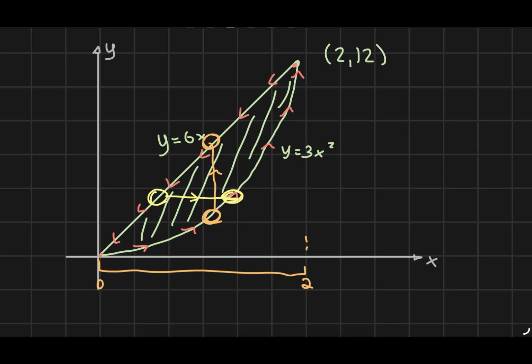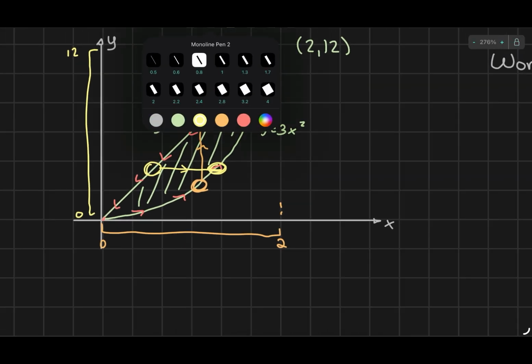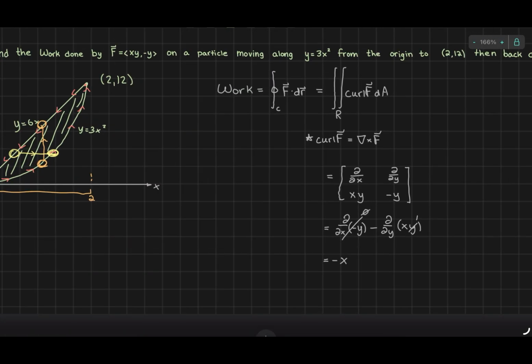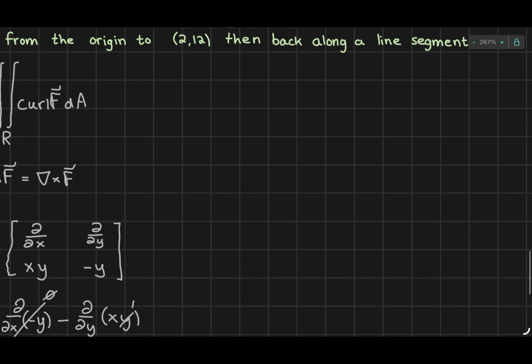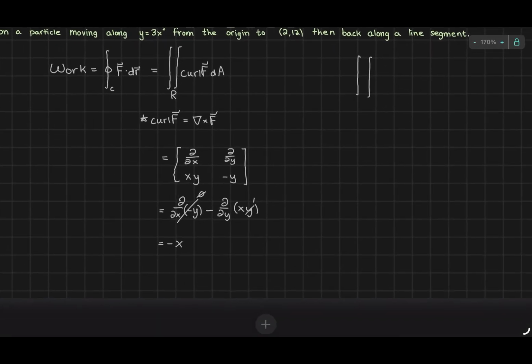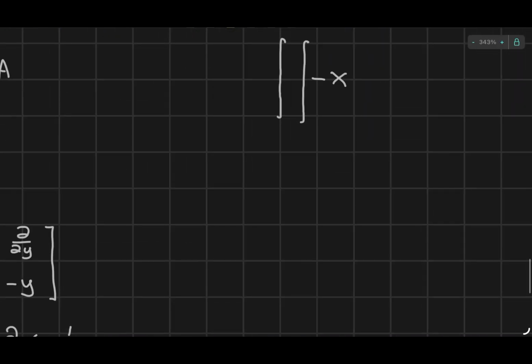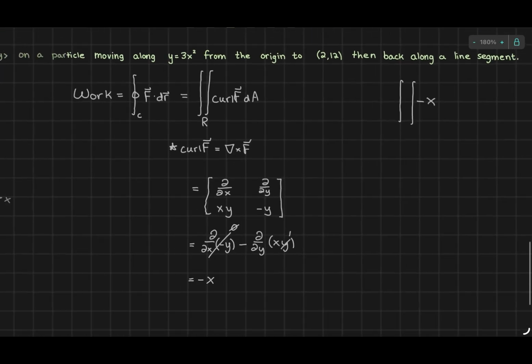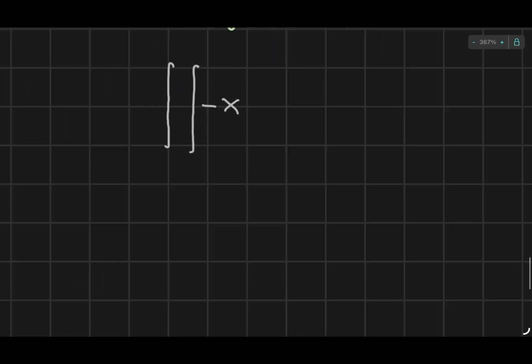But then our y bound would go from 0 to 12. So I am actually just going to opt for that orange right there. So let's go ahead and make our double iterated integral. Don't worry, I'll color code it in a little bit. Our curl is going to be negative x, and then our differential, as we just said, we're going to do dy dx.